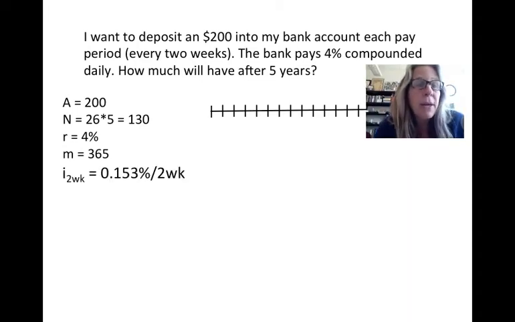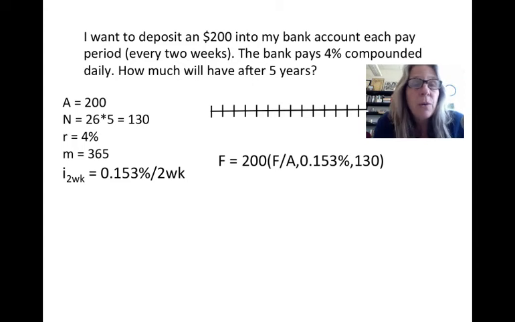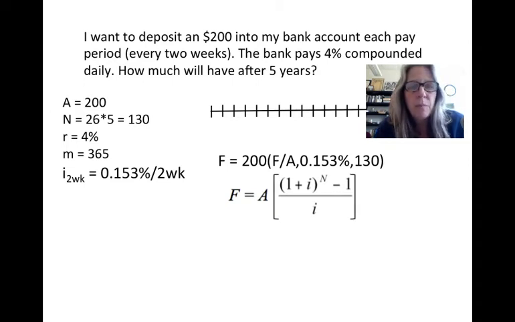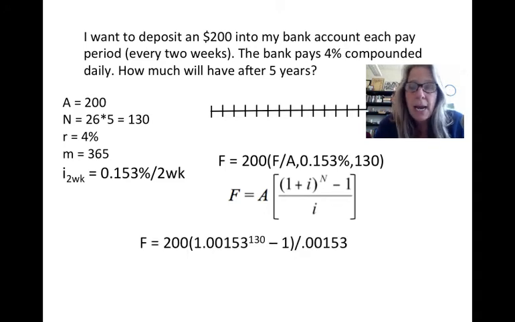And now we have all the input data we need. All we need to know is the future value of $200 deposited 130 times at an interest rate of 0.153% per two-week period. And we don't have an interest rate table that is 0.153. So we do the calculations by hand, and we come up with $28,720.42. So that's the answer.